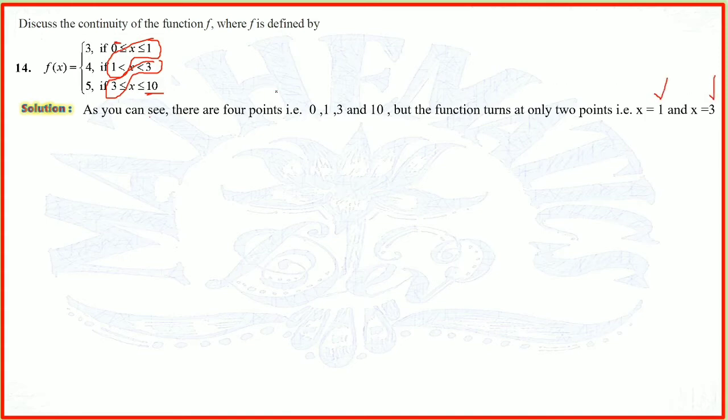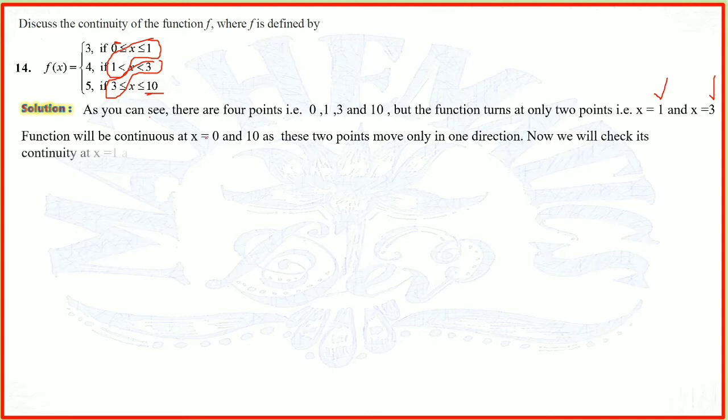So therefore we will be checking continuity at x is equal to 1 and 3. The function will be continuous at x is equal to 0 and 10. Already single loop, so in a single loop, as I discussed earlier, the function will be continuous, as these 2 points move only in one direction, single loop, so that's why continuous. Now we will check its continuity at x is equal to 1 and x is equal to 3 only.